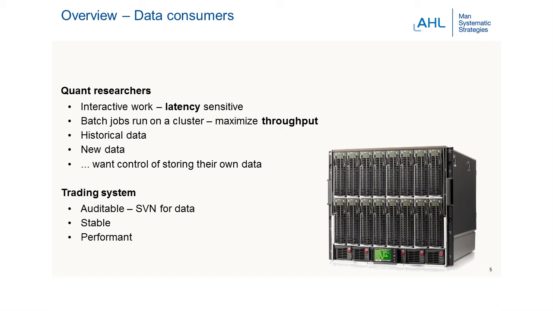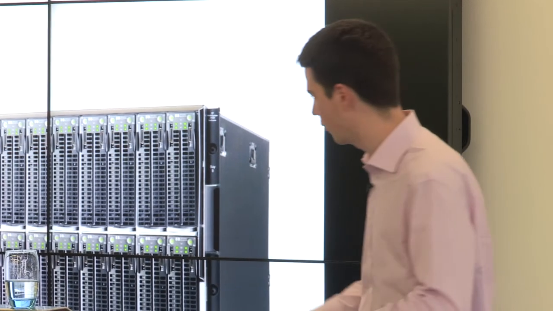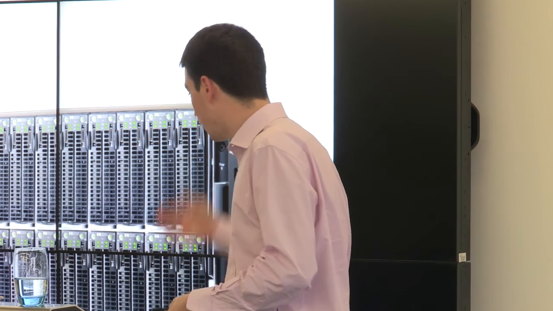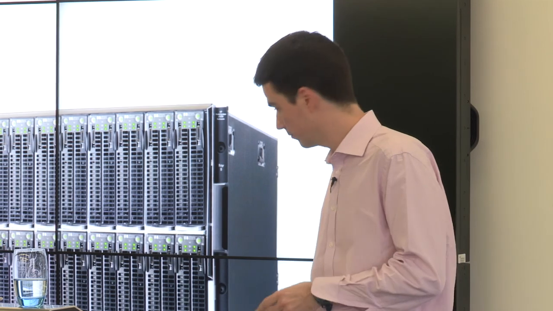And finally, we have the trading system. Our compliance guys care that the data is correct. No one's tampered with it. A researcher doesn't have a red button that they press for buying and selling. We're a systematic company. The computer does all the trading. So we need some way of versioning and ensuring that the data is safe in our data store. And it cares that it's performant as well.